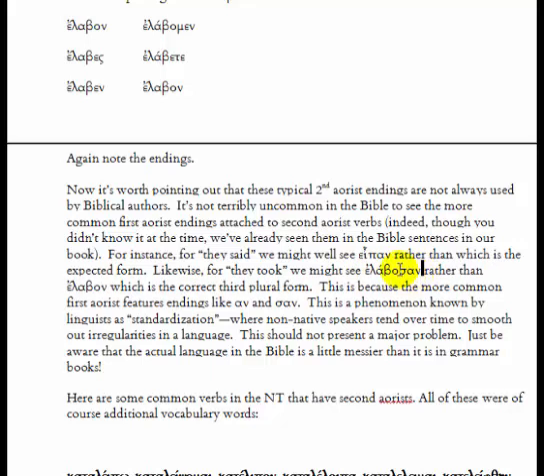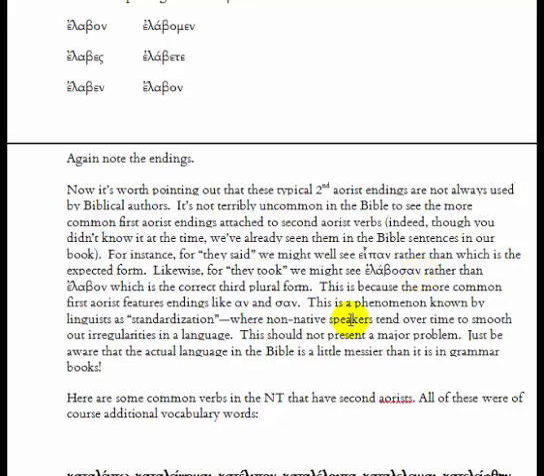Well, remember, that's because the regular first aorist would sort of end that way, right? So basically what you're doing is kind of forcing this verb to fit the first aorist paradigm, even though it is strictly a second aorist verb.